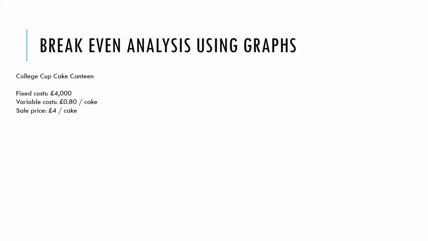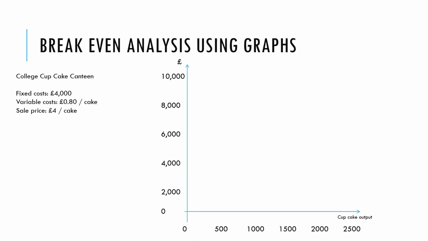So a break-even chart, unsurprisingly, looks like a chart. And here what we have on the y-axis, y to the sky, this one going up here, is pounds. So we have costs, we have revenues, we can show profit. Anything to do with money is on this axis on the side. Along the bottom we've got the number of cupcakes produced, so 500 cupcakes, 1,000, 1,500, 2,000, 2,500.